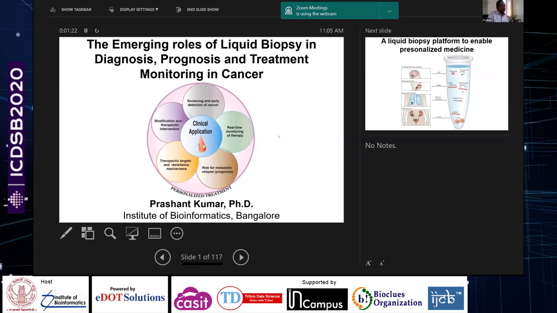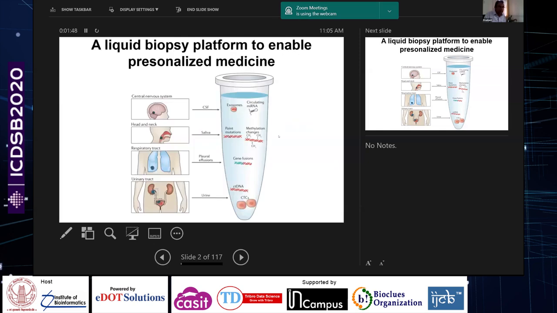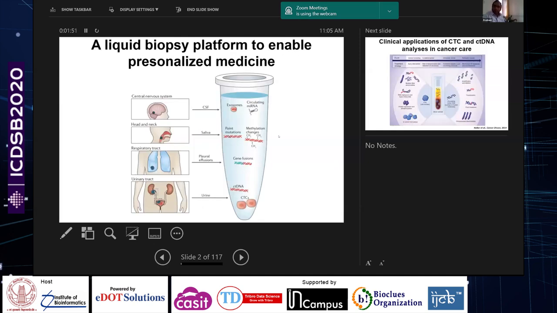So you could see the applications. When we talk about liquid biopsy, you can do real-time monitoring of the disease or the therapy. You can check disease relapse. You can pick therapeutic targets. You can stratify the therapeutic intervention. And the best use of liquid biopsy would be screening or early detection of cancer. Liquid biopsy is anything I mentioned that you would get in a non-invasive way.